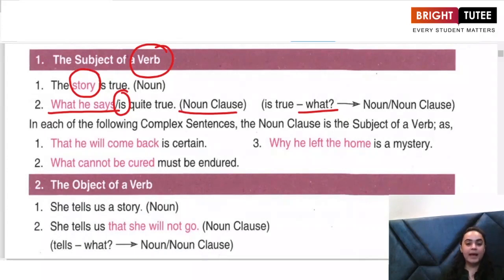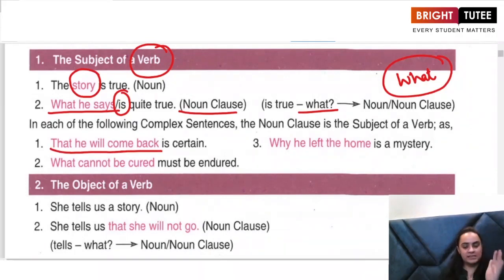Let us look at more examples. That he will come back is certain. What is certain? Whenever we have to identify the subject, the question that we ask is what? So what is certain? That he will come back. Now that he will come back is a clause. It has a subject, it has a predicate, but it is also a subordinate clause. And most importantly, it is used in the place of a subject in this sentence, right? Therefore, it is the subject of a verb.